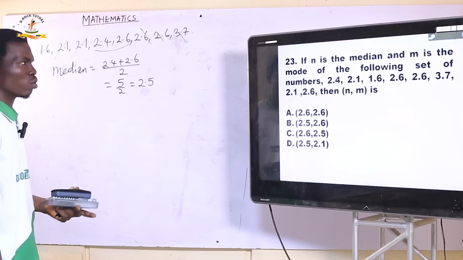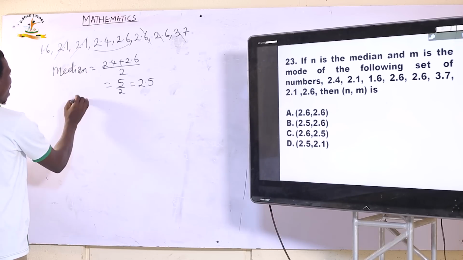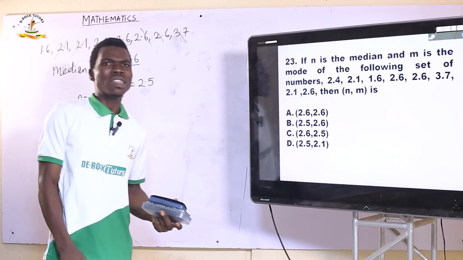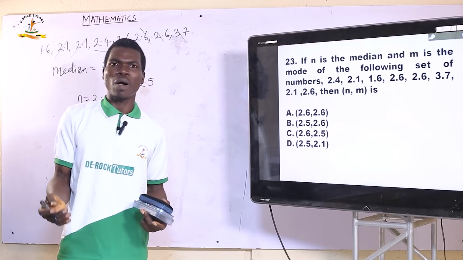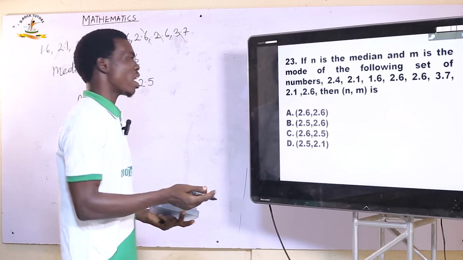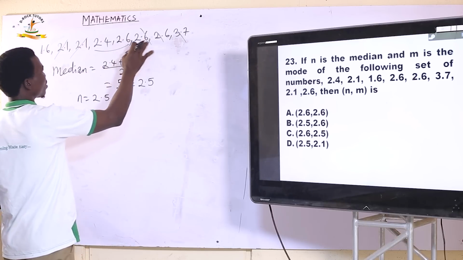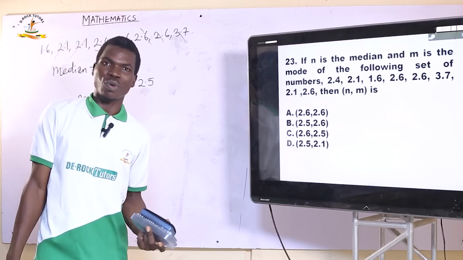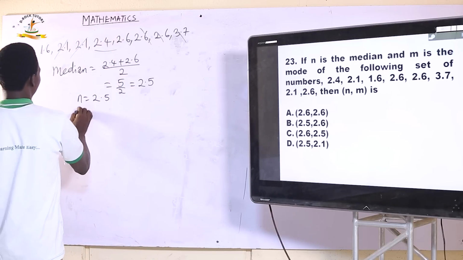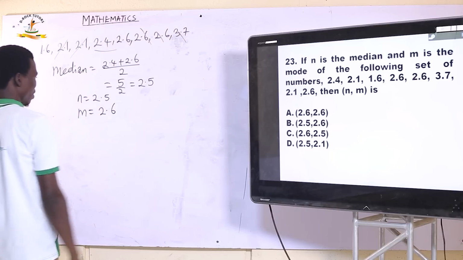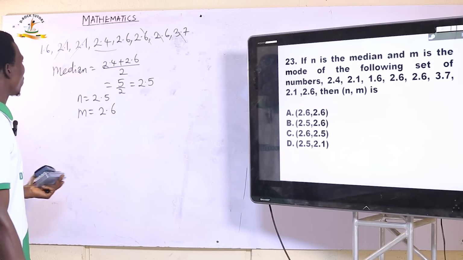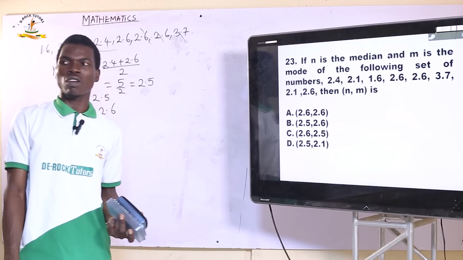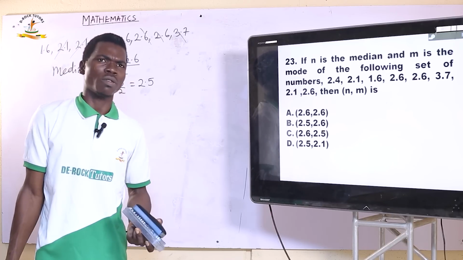So let's allocate whether m or n. Let's go back to the question and you know that m is the median. So we say m equals 2.5. So we go to the mode. We know that the mode is the highest occurring value, or the number with the highest frequency. And that is obvious because 2.6 is the only number that appears 3 times. Every other number appeared less than 3 times. So our mode, which is n, becomes 2.6. And the question says m, n is going to be 2.5, 2.6. And the correct option there is option B. So we go to the next question.